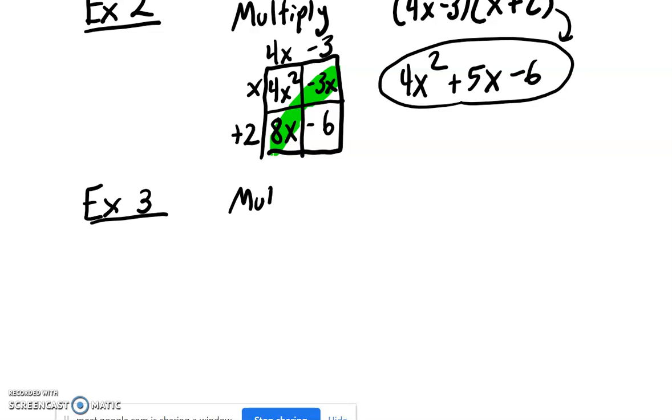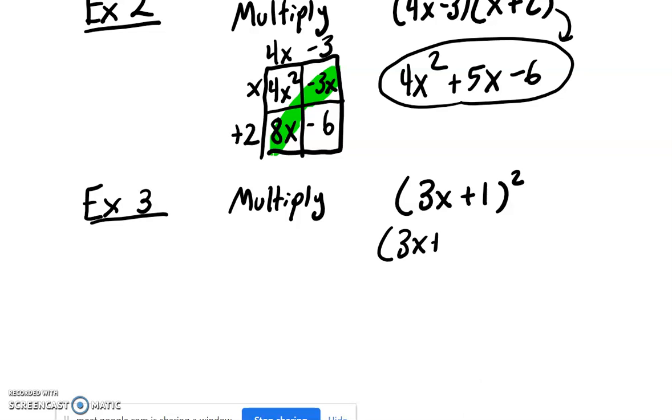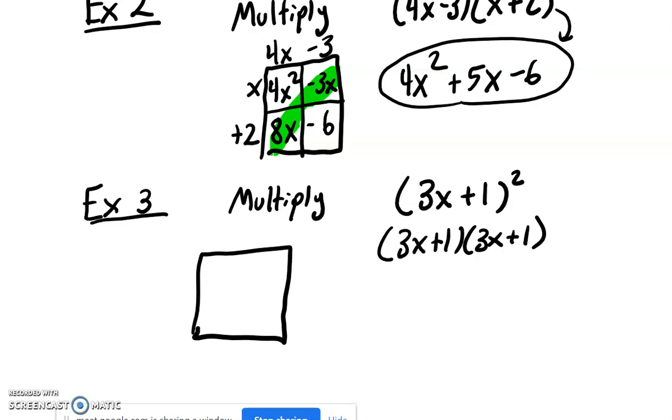Example 3. So this is the one from yesterday's class on the Kahoot that was one of the most frequently missed questions. And so it says multiply 3x plus 1 squared. So a lot of people just squared 3x and squared 1 and said, that's it, I'm done. But really this is saying squaring something means multiplying it by itself. So that's saying 3x plus 1 times 3x plus 1. And so I can do my box method for that.